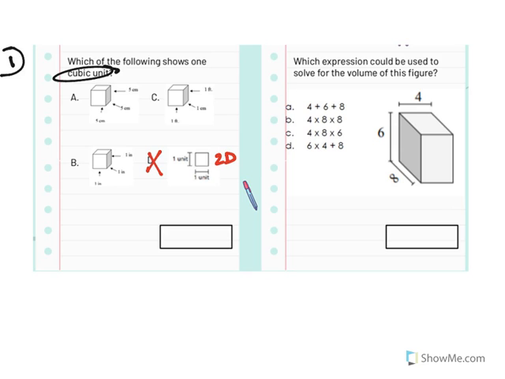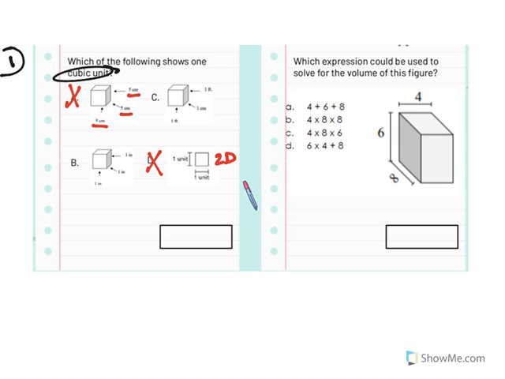Let's look at A. I see we have 5 centimeters, 5 centimeters, 5 centimeters. While they do all use the same unit, A is incorrect because it has 5 representing the dimensions. A 1 cubic unit would only have 1 representing the 3 dimensions. So A is incorrect.